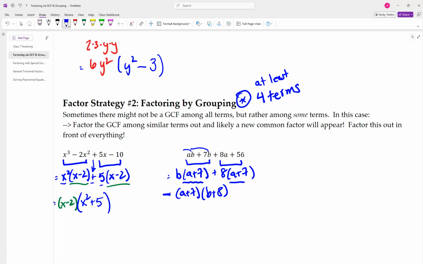Okay. And so that's another example exhibiting factoring by grouping strategy, right? And again, you need four terms for this.